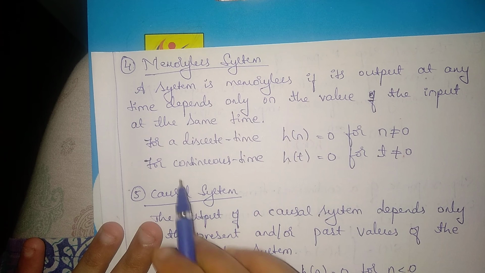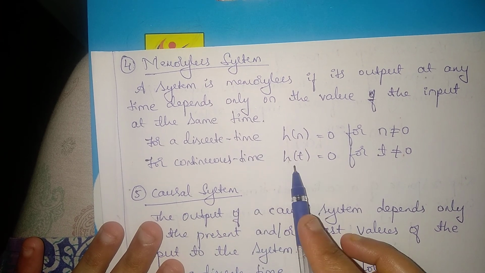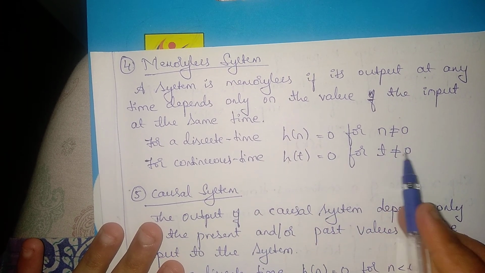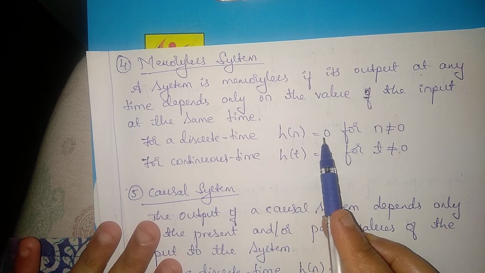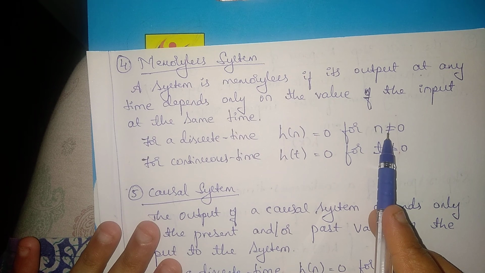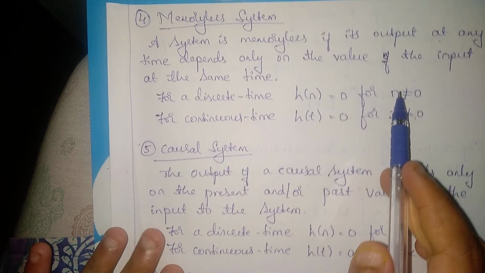So simply how to say it: if you take continuous time, h of t should be 0 for t is not equal to 0, and discrete time h of n should be 0 for n is not equal to 0. This is a memoryless system.